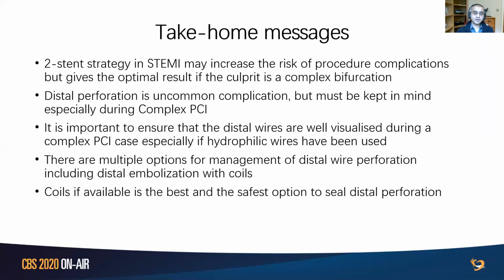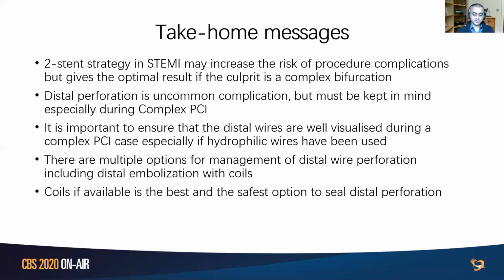So my take-home messages on this case are we don't really know what to do with important bifurcations in the setting of a primary PCI. Should we consider an upfront 2-stent strategy as we did here, or should we adopt a provisional approach and consider only bailout stenting, in which case you'd have to probably resort to a T or a TAP stenting procedure.